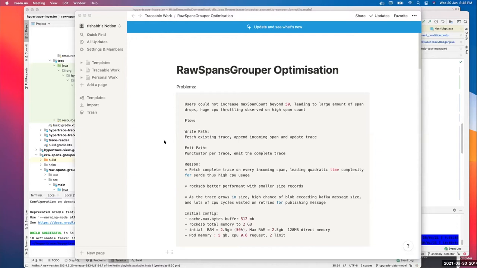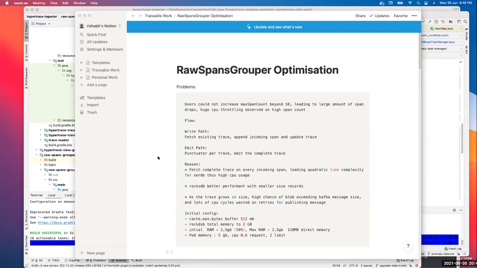The strategy that it uses to build the trace from the spans is to wait for a fixed duration on the inactiveness of the given trace, and then stitch together the spans that were received in a given interval to build a trace. We were observing that if the trace had more than 50 spans, say close to 100, 200, 300 or a larger number, we were seeing huge CPU throttling in this service.